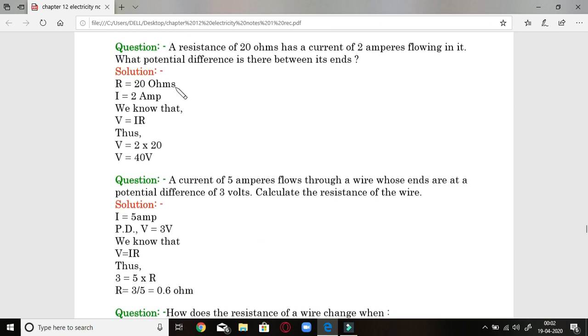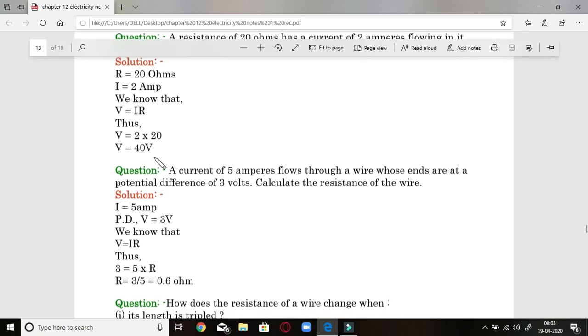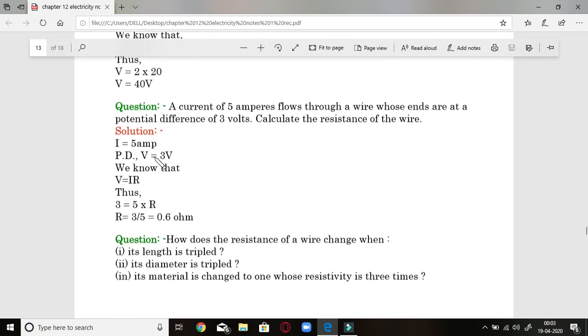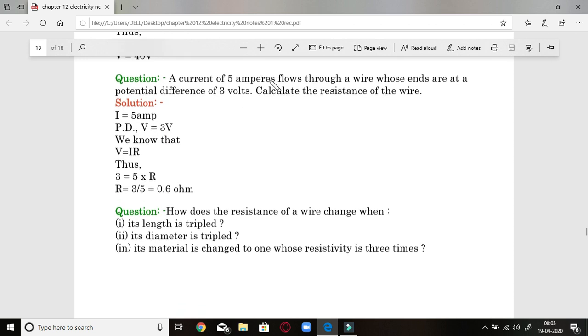Next one, a resistance of 20 ohm has a current of 2 ampere. Now here resistance is given to us and current is given to us. What we have to find is the potential difference with this formula. So this is also possible. Third numerical is where current is given as 5 amperes and potential difference is 3 V. We have to find resistance. So by dividing V by I, we get the resistance, that is 0.6 ohm.